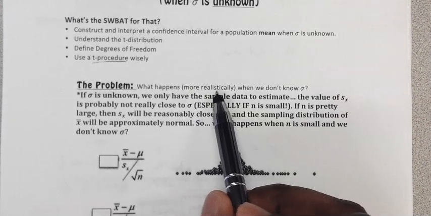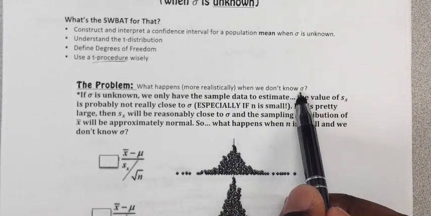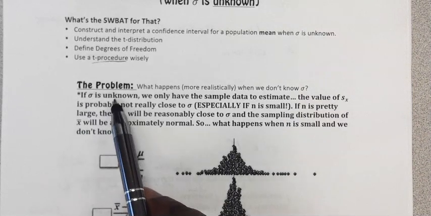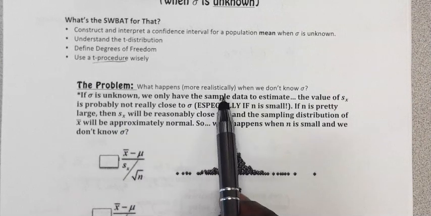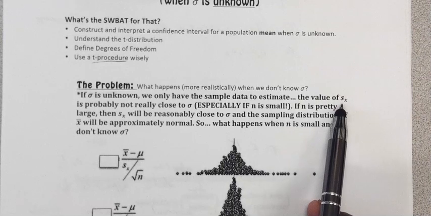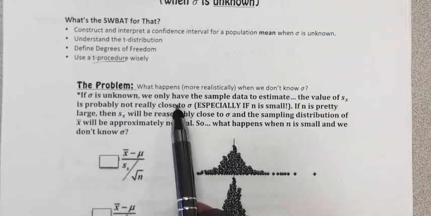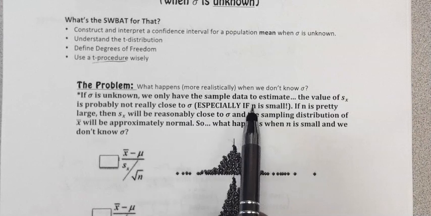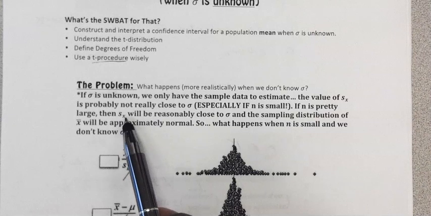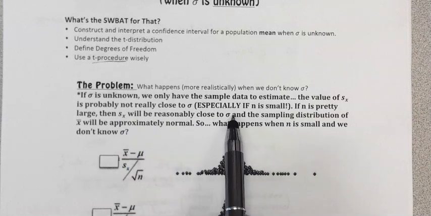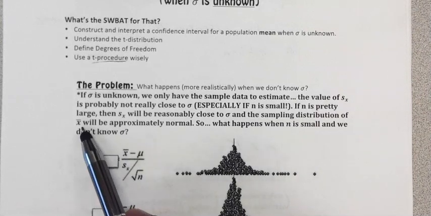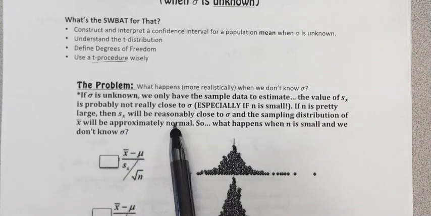What happens, more realistically, when we don't know the standard deviation for the population? If the standard deviation for the population is unknown, we only have sample data to estimate it with the sample standard deviation. And that's probably not really close to the actual standard deviation, especially if n is really small. If n is pretty large, then the sample standard deviation would be reasonably close to the population standard deviation, and the sampling distribution of the sample mean would be approximately normal.